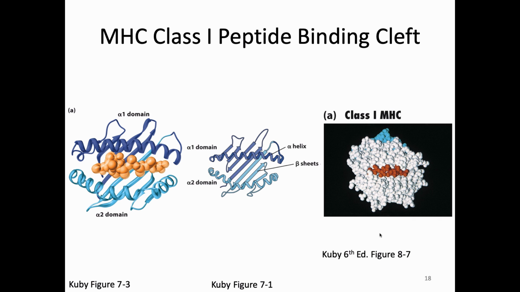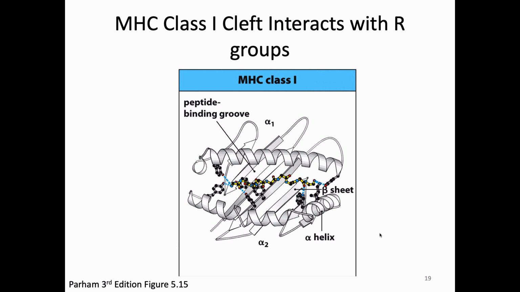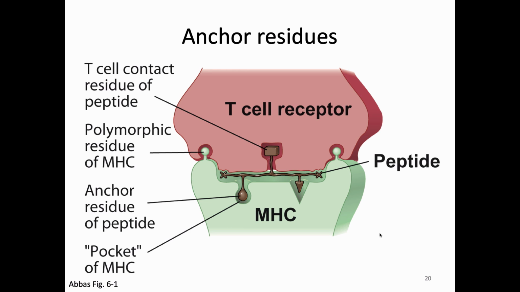So that's one really critical part. But there's one other really important part about MHC Class I binding to its epitope peptide. The MHC Class I binding cleft makes interactions with the R groups of the peptides. You can see this here where we've got some dotted lines between R groups on these alpha helices and the R groups of the peptide. You can see another view of this here.